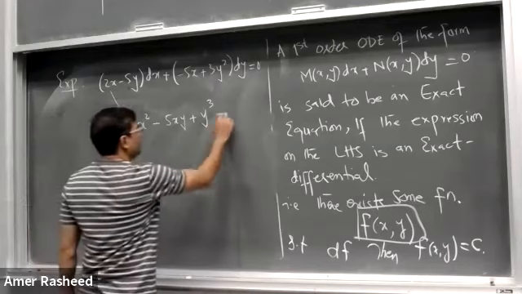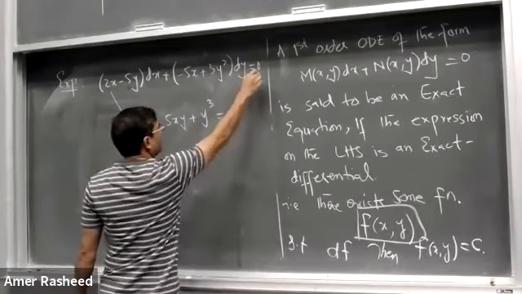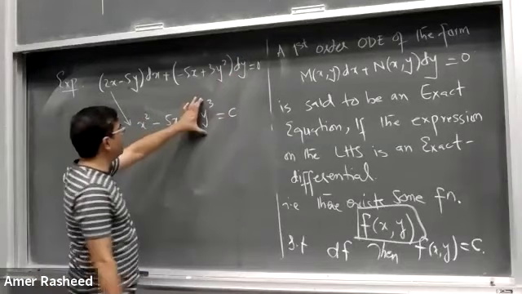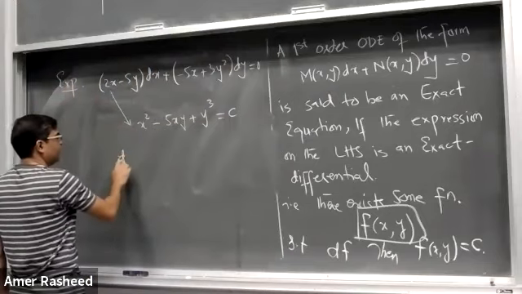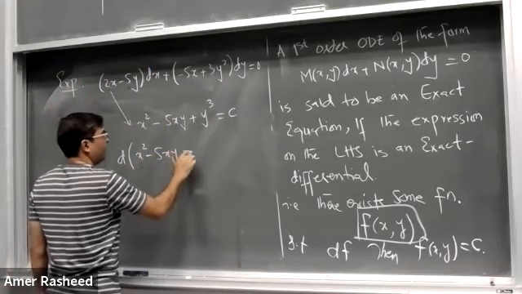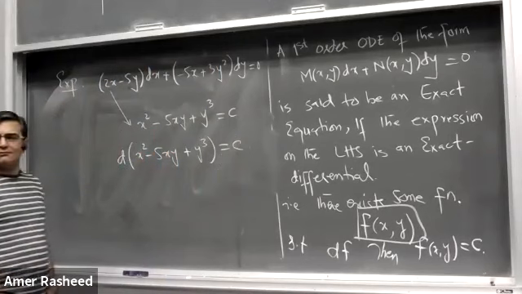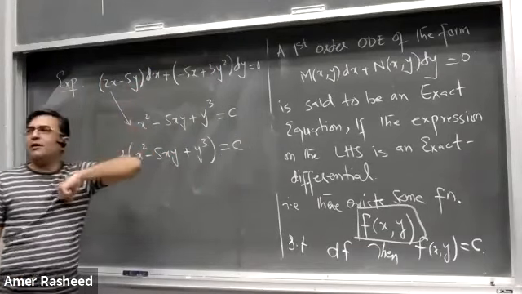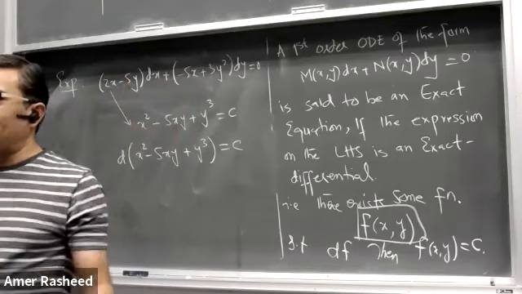If we put it equal to c, because here we have 0, the derivative of c should be equal to 0. Now this is the function whose differential is this equation. You can take the differential of x squared minus 5xy plus y cubed equal to c. If we take the differential of this, we must obtain this expression. So this was a simple example, and we can find it immediately.